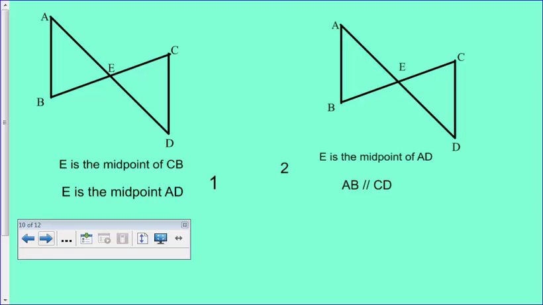The first one says E is the midpoint of CB. So make sure we're marking our lines, not angles. And it also tells us that E is the midpoint of AD, so I can actually mark those two sides. So now we've done both of our givens, but we only have two sides. This is the second thing that you're always allowed to mark if it's in the diagram, and that's vertical angles.